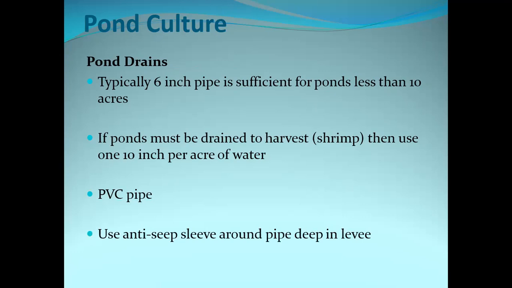So again, pond drains: you could use PVC pipe, and you use an anti-seep sleeve around the pipe, deep in the levee. The anti-seep sleeve prevents the water from exiting through the drain out.